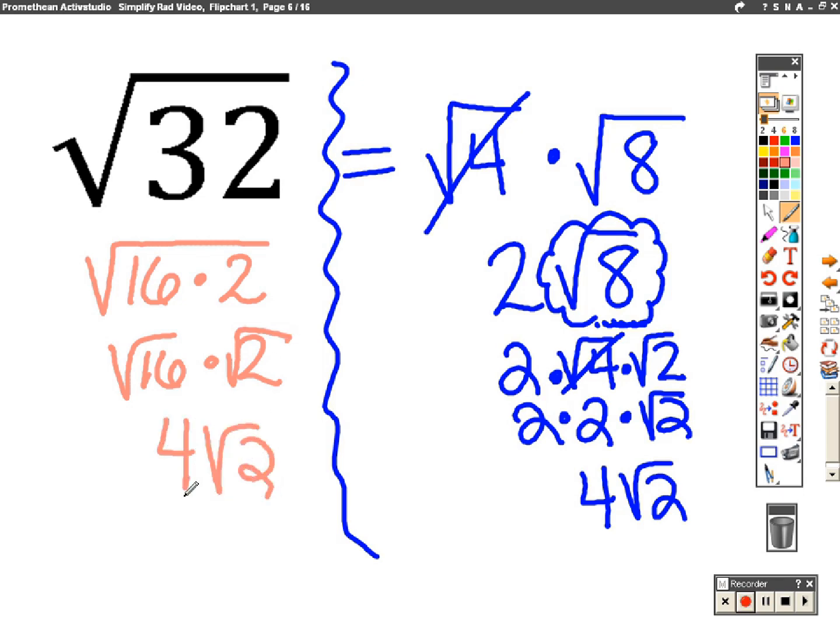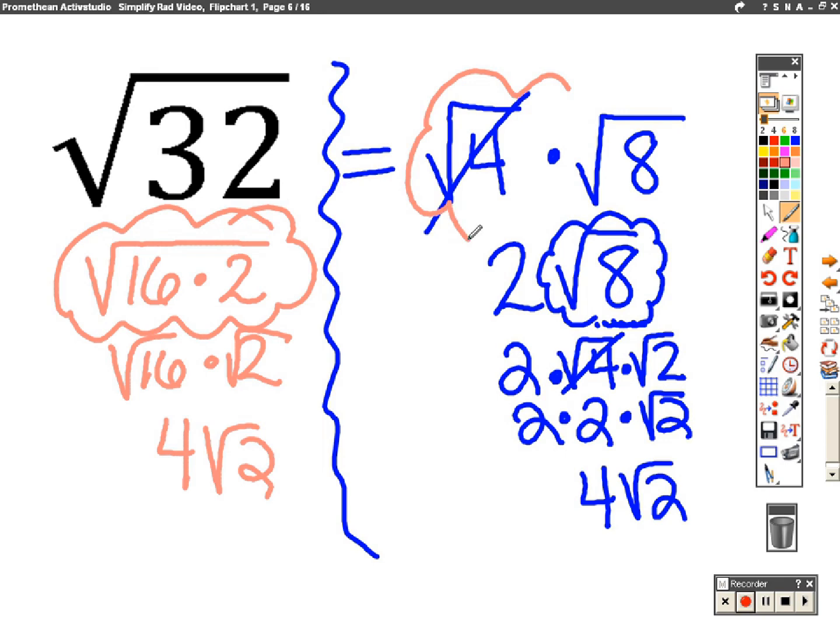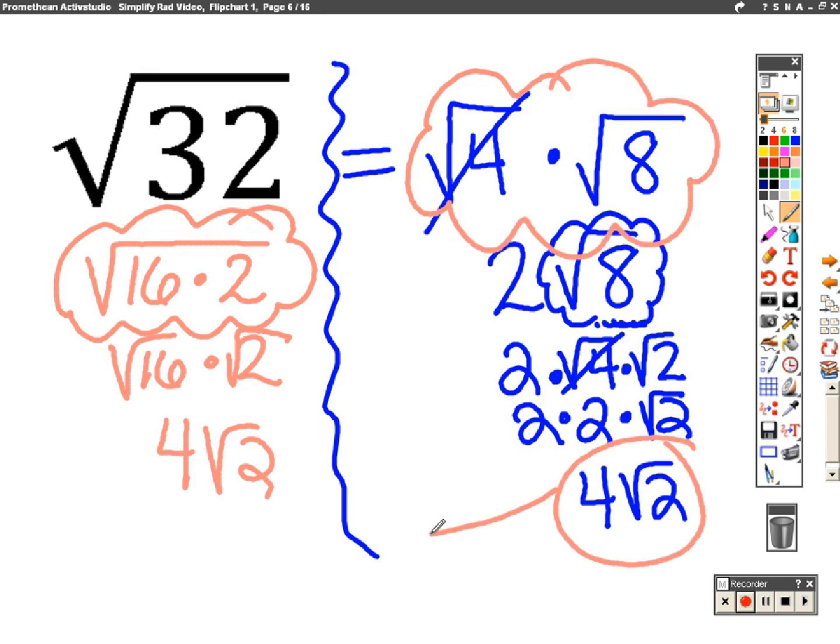So we have two plans here. If you happen to pick the right factor pairs the first time, you'll do it in a couple of steps. But if you happen to pick the wrong factor pairs, you'll still end up with the same answer. It will just take you a little bit longer.